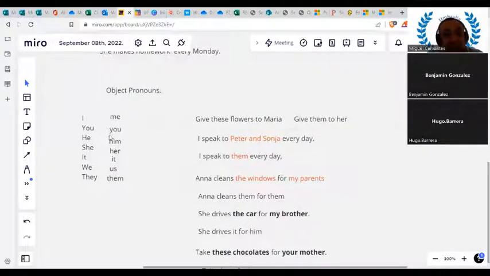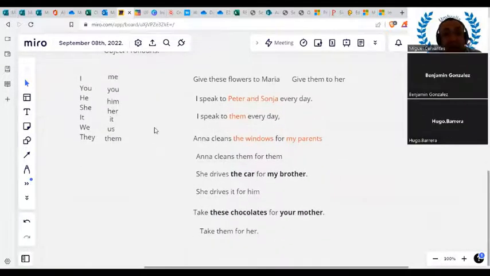Number two, object pronouns are used to replace, and to avoid repetition, of the sentence. For example, Anna cleans the windows for my parents. And if I say, "What did you say, please, Hugo?" then Hugo can tell me, Anna cleans them for them. Entonces, otro uso es para evitar la repetición de los enunciados con la misma información.